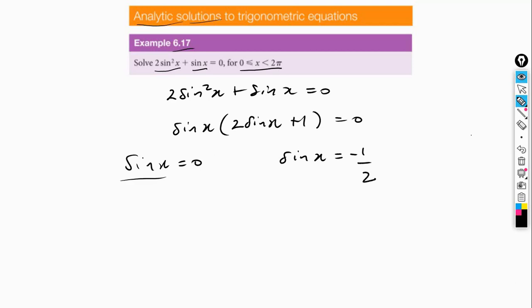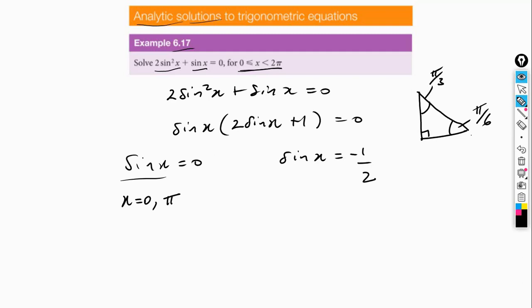So solving this is easy because we know where sine is equal to 0 in the unit circle between 0 and 2 pi. This is going to be x equals 0 and x equals pi. Now this one requires a little more analysis. 1/2. So what is our reference triangle for 1/2? Well, if you recall, it's the 30-60. Now, in terms of radians, this would be, let's say, pi sixths, which is 30 degrees, and this one would be pi thirds, or 60 degrees.